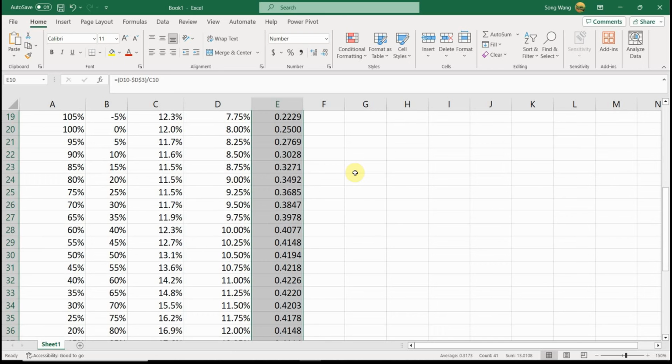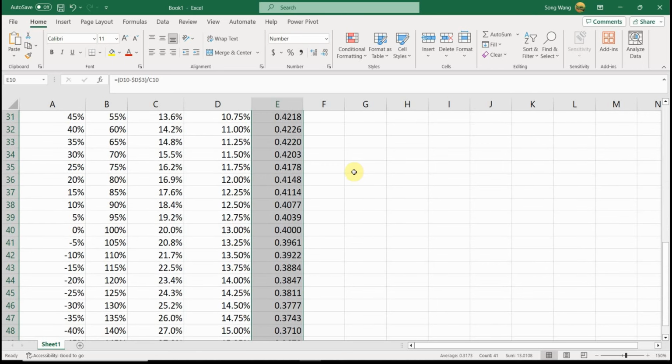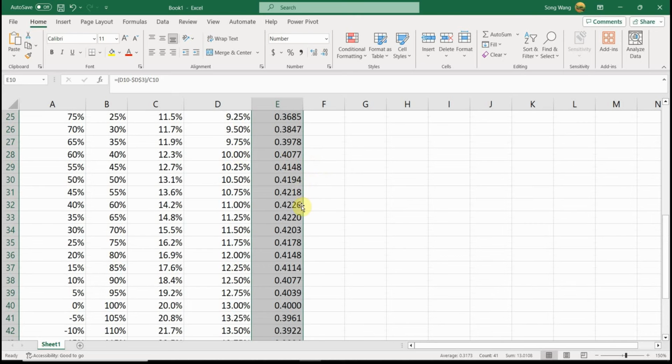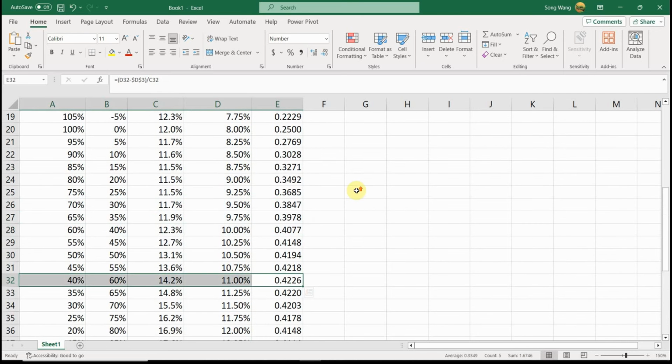So in your observation, where do you get the highest Sharpe ratio? I think it is somewhere right here. When you have 40% in bond and 60% of your assets in stock, then you will have the highest Sharpe ratio at 0.4226.